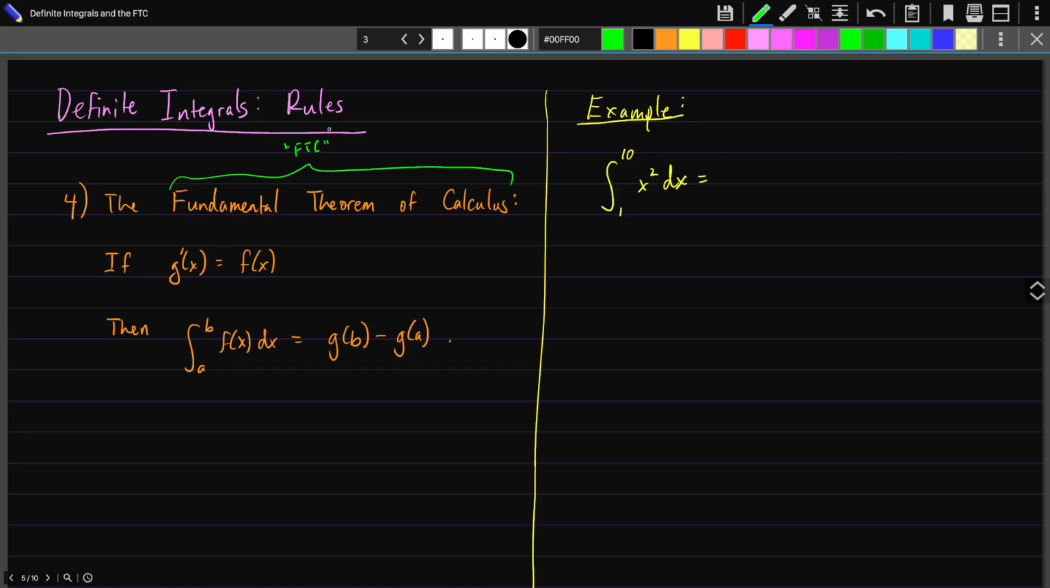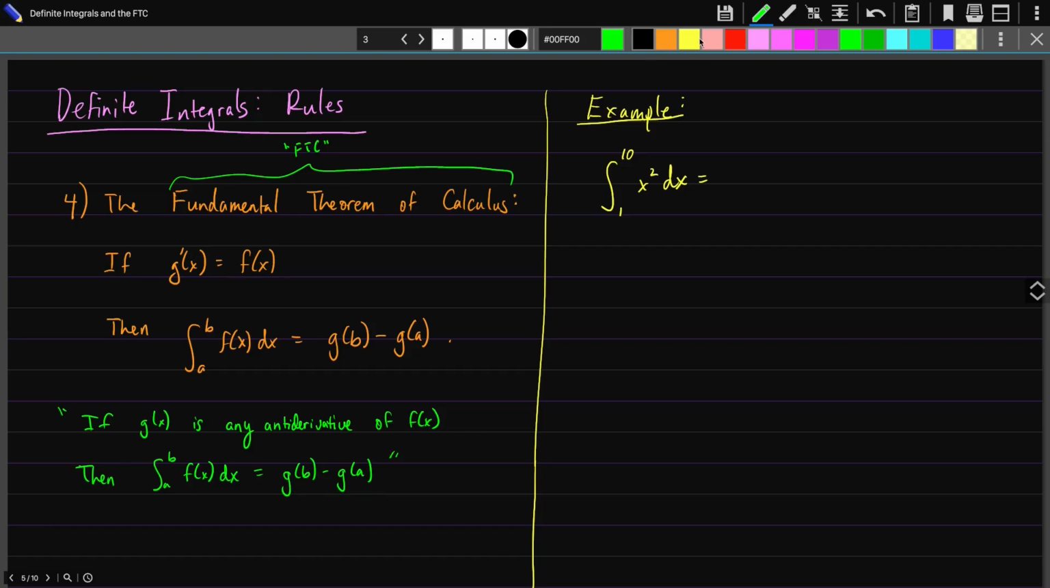But most of the time when people talk about the FTC, or the fundamental theorem of calculus, what they mean is this theorem right here, which says that if you have two functions, g and f, where g prime of x is equal to f of x, then the integral from a to b of f of x dx is g of b minus g of a. So what that informally says is, if g is any antiderivative of f of x, then the integral from a to b of f of x dx is the difference in g evaluated at the two endpoints. So g of b minus g of a.